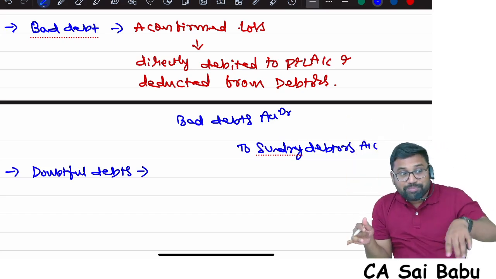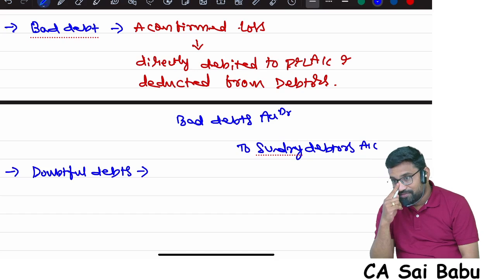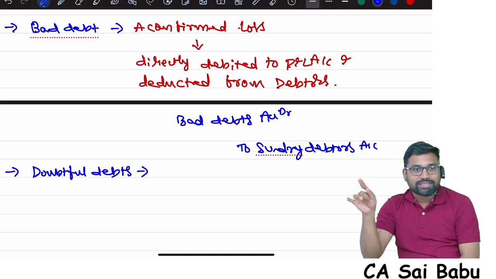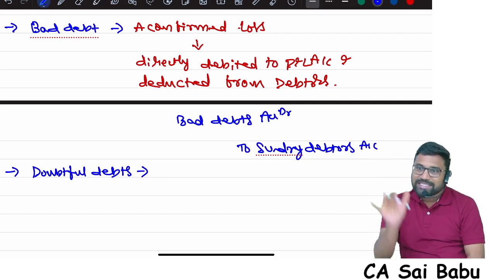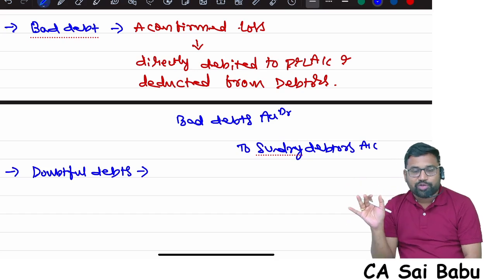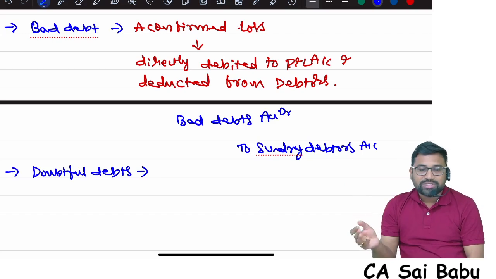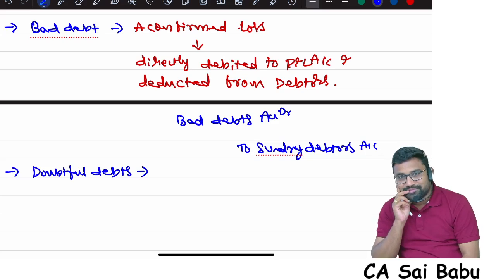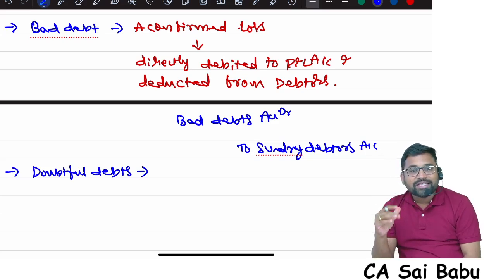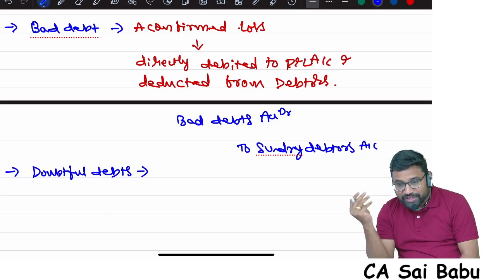So since it is a possible loss, can you write it off directly like bad debts? No. You cannot write it off directly like bad debts. This is only a possible loss. Bad debts is a confirmed loss which we transfer directly to the P&L account. But doubtful debts is not a confirmed loss, it is a possible loss. So it cannot be directly written off like bad debts. Then what to do? Simple. Create some provision to meet these future, possible losses. From the profits, create some provision.